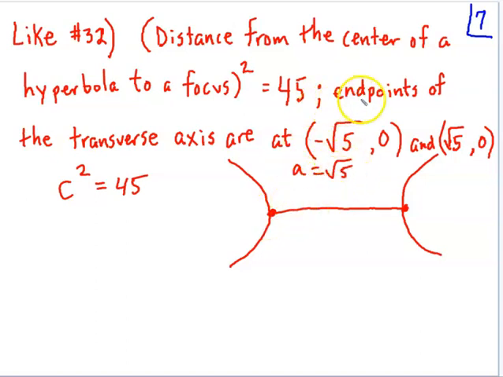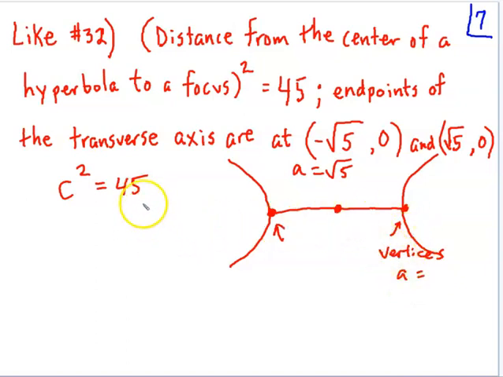This is just good to help you really get familiar with what these terms represent. You'll see them pop up from time to time. Telling you the endpoints of the transverse axis is another way of saying that these points are the vertices, and a represents the distance from the center to a vertex.